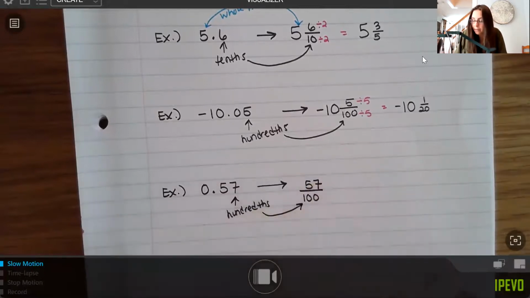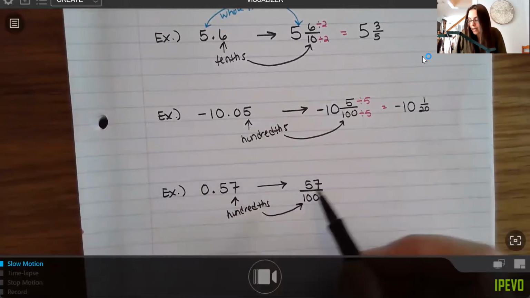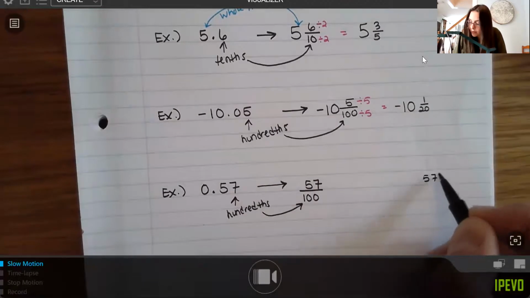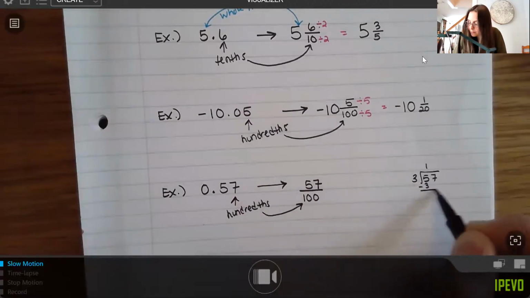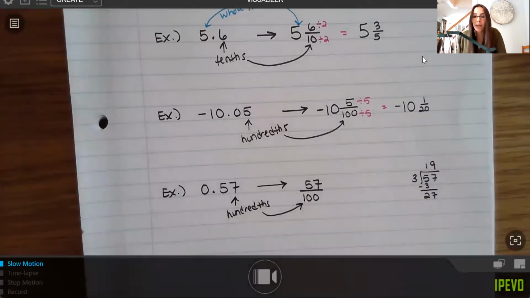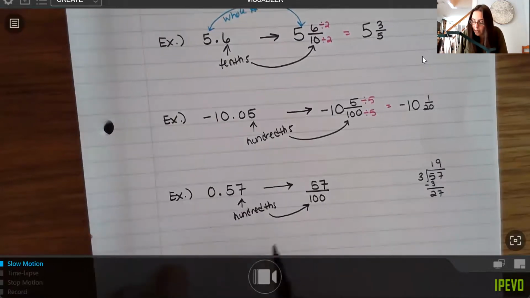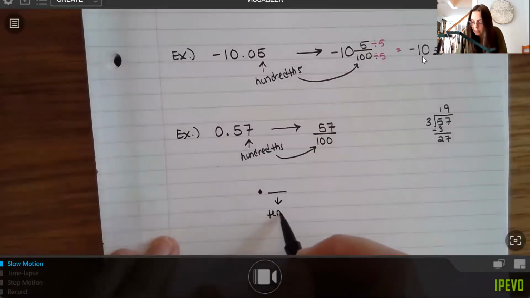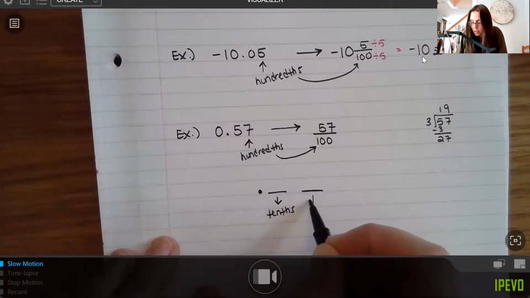Now 57 over 100, let's see here. Can we simplify that any further? So if I think about factoring this, I cannot divide them both by 2, right? Because 57 is not even. 57 is divisible by 3. So let's see what happens there. I get 19. Well, 3 and 19 are both prime, and those don't go into 100. So this is going to be as simplified as it gets. And that's how we can convert decimals to fractions. So again, just kind of remember, here's your decimal spot. The first position is your tenths. The next position is your hundredths.